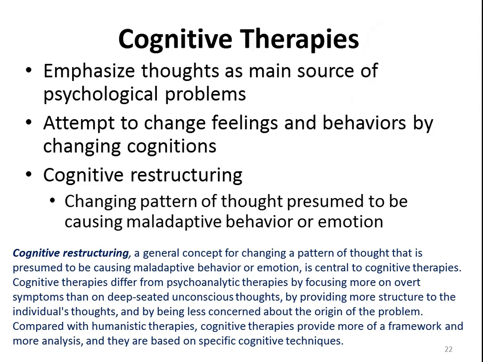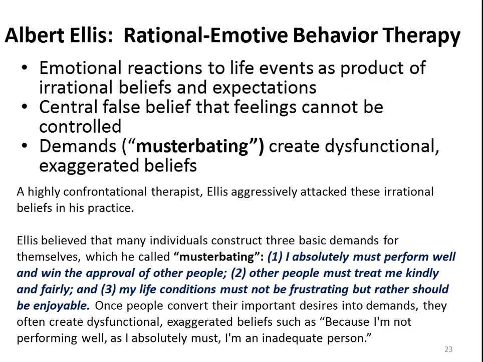Cognitive therapies have really been proven to help, and then we combine behavior with it, and we have cognitive behavioral therapy, which has been proven to be the best form of therapy. Albert Ellis, rational emotive therapy, was a form of cognitive behavioral therapy, and basically he said emotional reactions to life events are a product of irrational beliefs and expectations, like I've been talking about. A central false belief is that feelings cannot be controlled. They can be controlled, so we have to help somebody realize that they can actually do that.